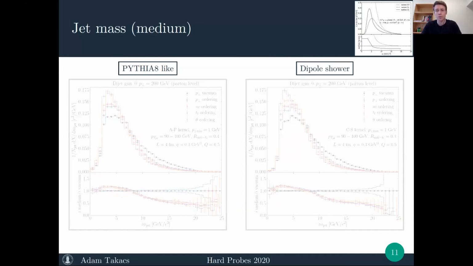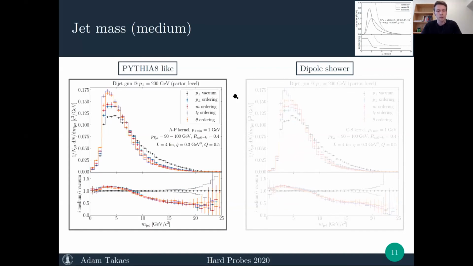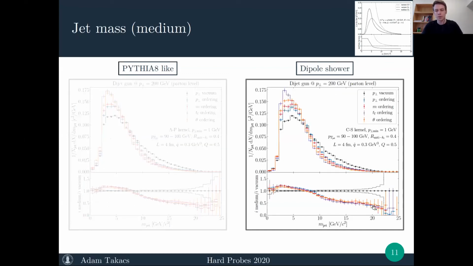If I turn on the medium, here's just a reminder of what we had in the analytical calculation. I get the following. I have the suppression of the high mass part, which is again parallel to the fixed order calculation, like we predicted, and the peak moves to smaller masses, and there is some kind of saturation. And this is very similar to the dipole shower.